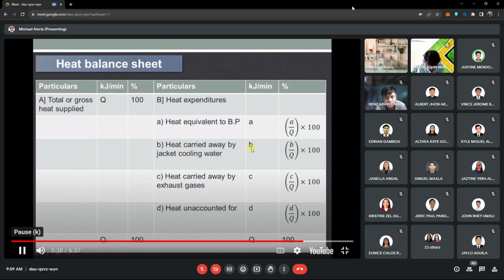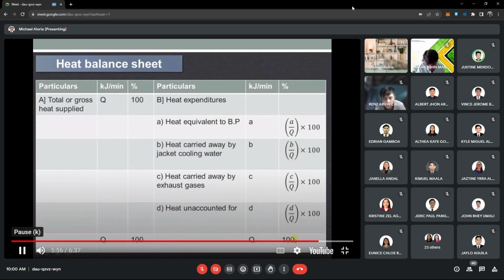Second part is heat carried away by jacket cooling water. Suppose that part is B. Similarly, heat carried away by exhaust gases is C and heat unaccounted for by difference is D. The summation of A plus B plus C plus D must be equal to the total heat that is supplied, and the percentage must be 100.